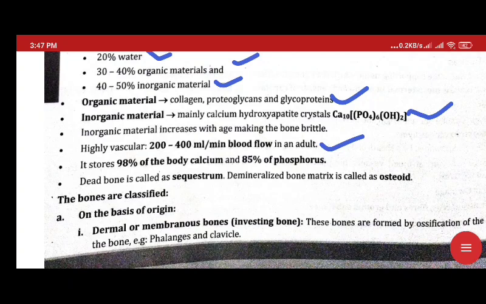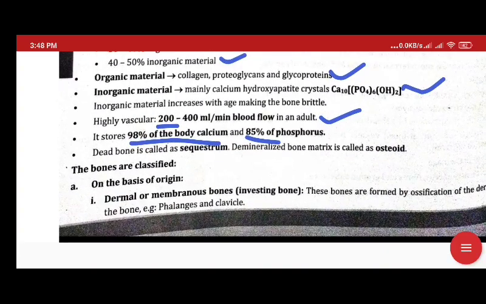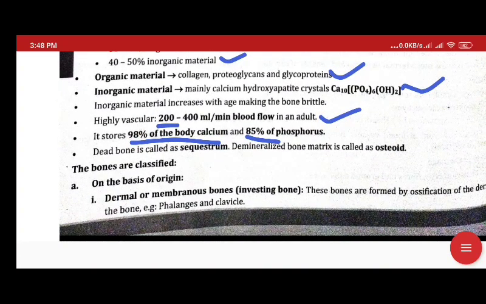You should remember 200 ml per minute, means in 1 minute, here we go, 200 ml blood. And it stores 90% of the body's calcium in bone and 85% of phosphorus, calcium phosphate. You should remember that. And now we have bone types. Now bone types, let's get started.